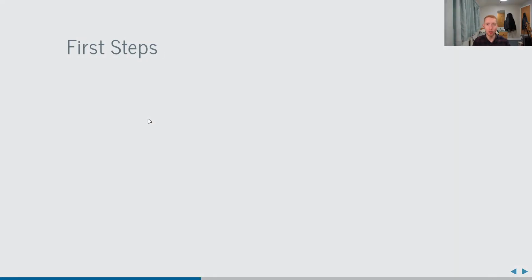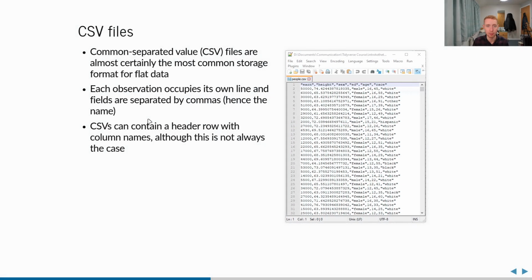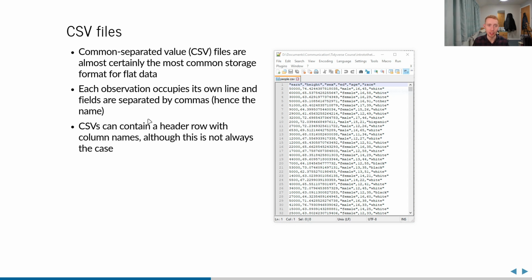Let's start with importing a simple file, and then we'll look at the variants we can use in this reading function to read some more complicated types of data. The type of data we're going to be importing is known as a CSV file. CSV stands for comma separated value. It's basically a file in which every row is one observation of data, and the values, the different fields and columns in the data set, are separated by commas. Hence, comma separated value.